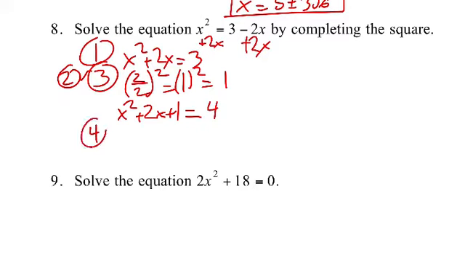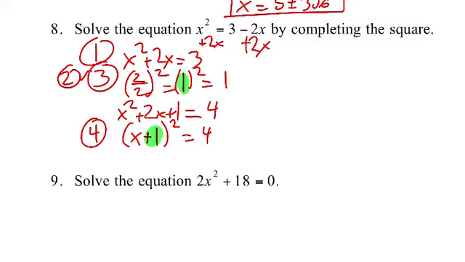Step 4 says factor. The reason we added that 1 to both sides is so that our left side becomes factorable into a square binomial. So we're going to take two numbers that multiply to 1 but add to 2. So it's x plus 1 and x plus 1, or x plus 1 squared equals 4. Remember, that plus 1 that we ended up with here, we also saw in here. It's the same thing as b over 2.